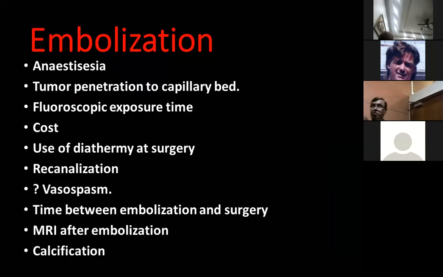So, a few points to remember about embolization. Should we be doing it under anesthesia, whether local or general? It can be done both ways, but it's preferable to be general.